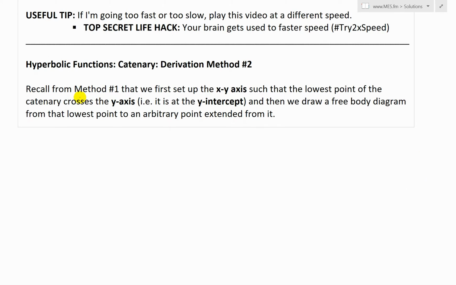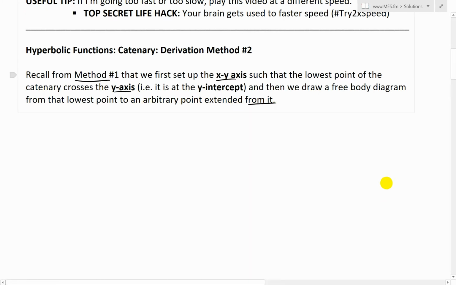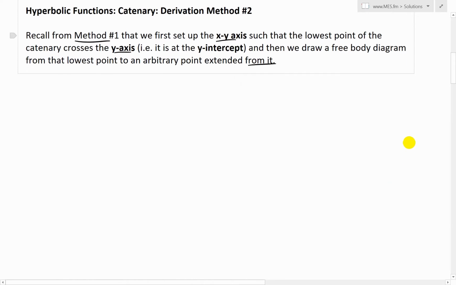So recall from method 1, which is just the original derivation video of the catenary. You can see that in my earlier video in the description. We'll have the link here to the video. So recall from that video that we first set up the xy axis such that the lowest point of the catenary crosses the y-axis, i.e. it is the y-intercept at that lowest point, and then we basically drew a free body diagram from the lowest point to an arbitrary point extended from it. Yeah, so let's just follow that same step as in that video.